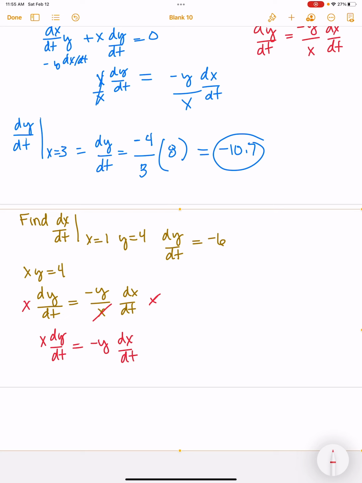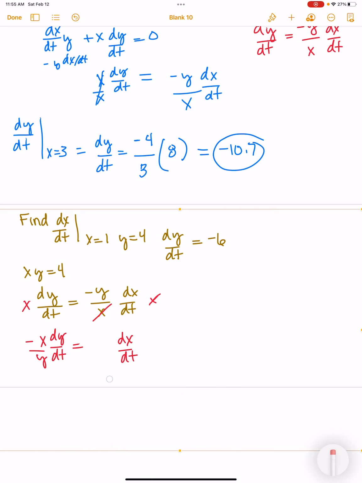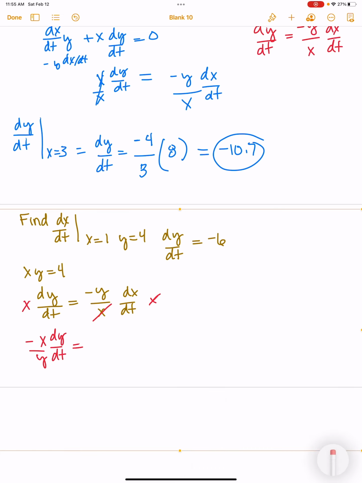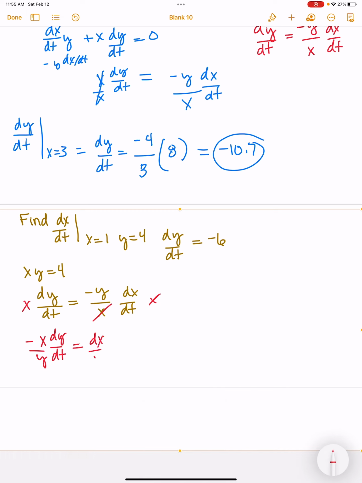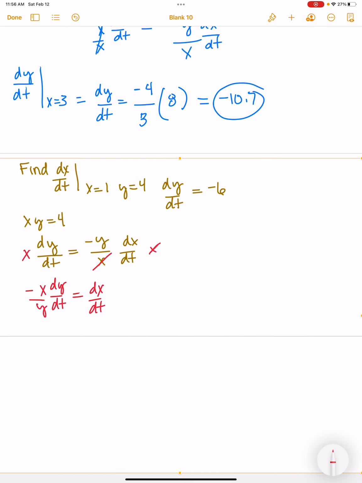And so you can also then say divided by -y, and that is going to equal dx/dt. So it's going to be the same derivative. We just have different information, and then we rearrange it based on the exact derivative that we want.